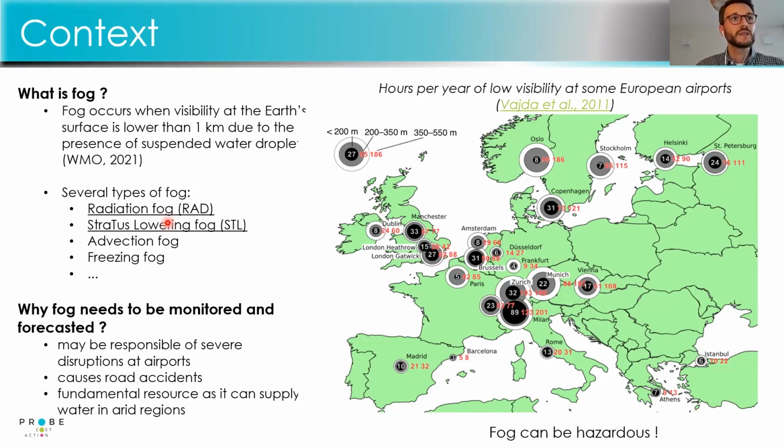So the second question is why fog needs to be monitored and forecasted. On the map on the right, you can see the hours per year of low visibility at different European airports. And it's easy to see that the number of hours is quite significant. As a consequence, fog may be responsible for several disruptions at airports, but also may cause road accidents. For all these reasons, fog is hazardous and needs to be monitored and forecasted.